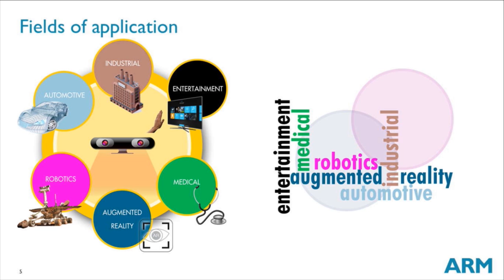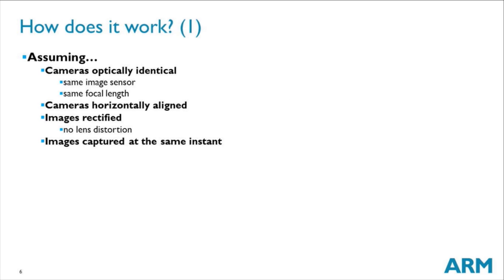The fields of application are several, because nowadays stereo vision is not only an interesting research subject, but it finds application in many real-world use cases. In automotive, for instance, for improving on-board safety, in industrial applications, in entertainment, for instance for controlling with natural gestures, smart TVs, or for immersive gaming. But how does it work?